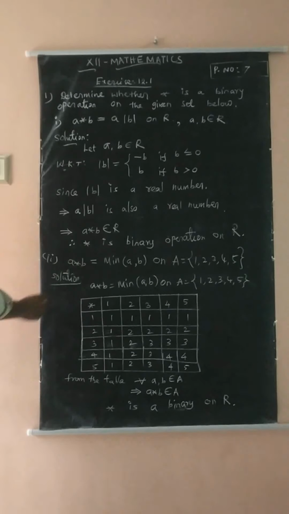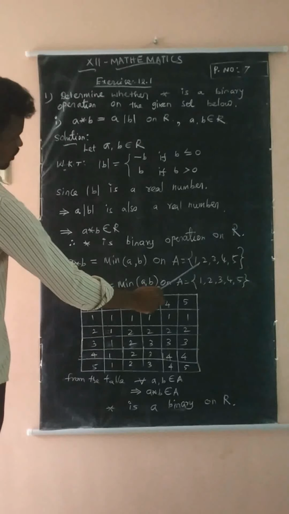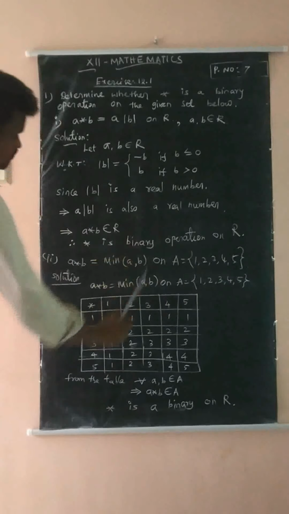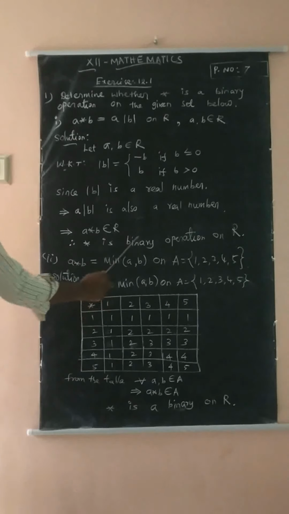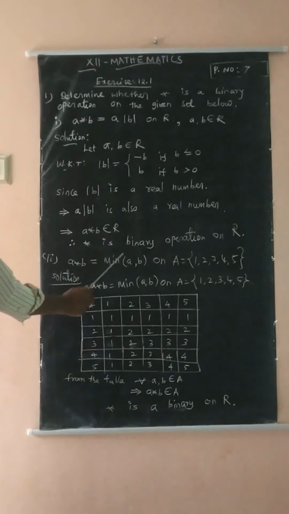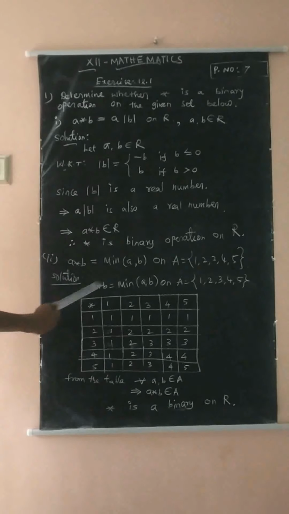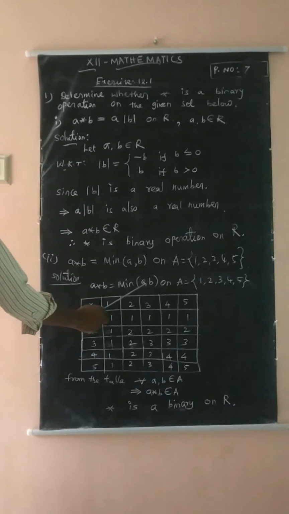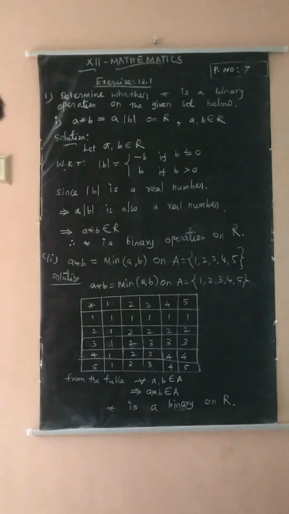Here A star B is equal to the minimum of A comma B on the set A equal to the set 1, 2, 3, 4, 5. The star operator is defined as the minimum of the ordered pair A comma B. Is this operator star binary or not? Solution: A star B is equal to the minimum of A comma B on A equal to the set 1, 2, 3, 4, 5.